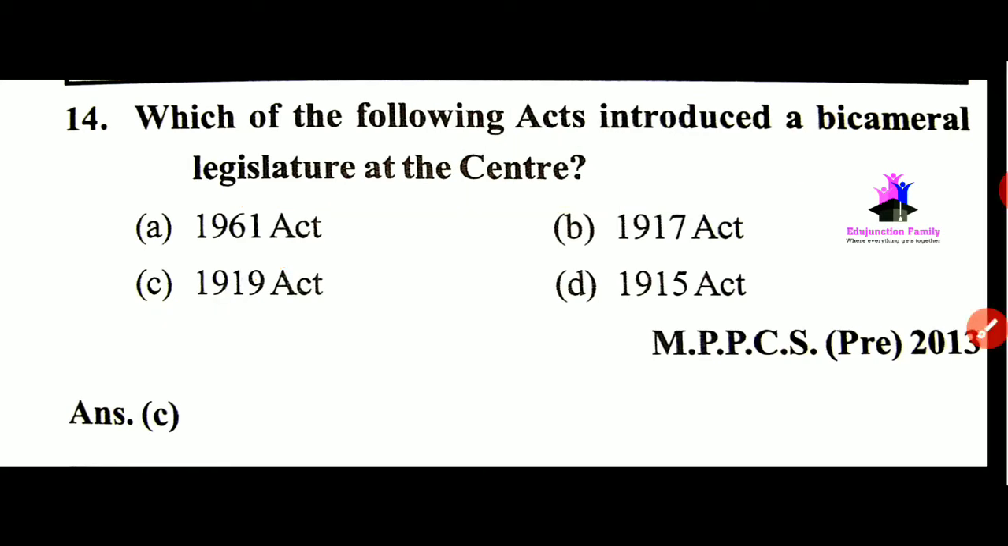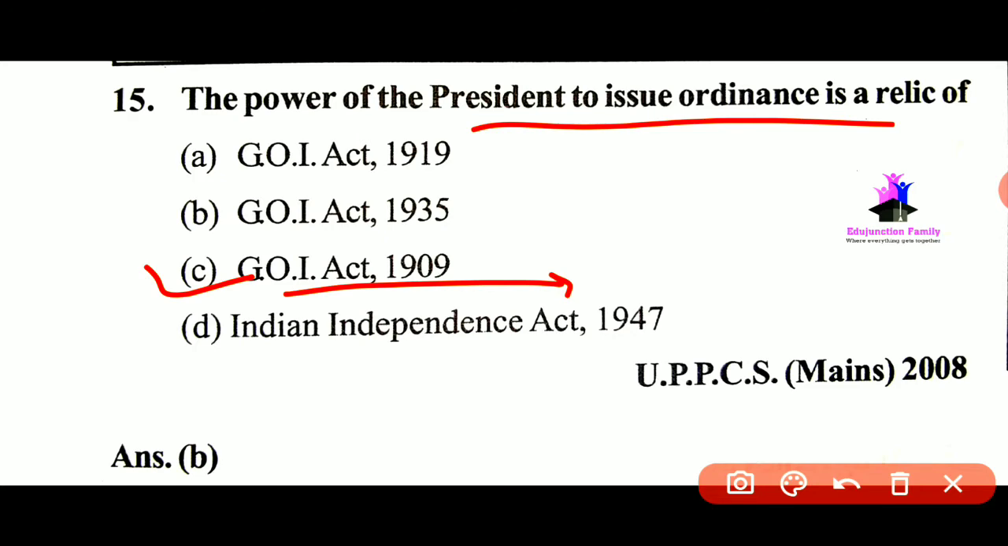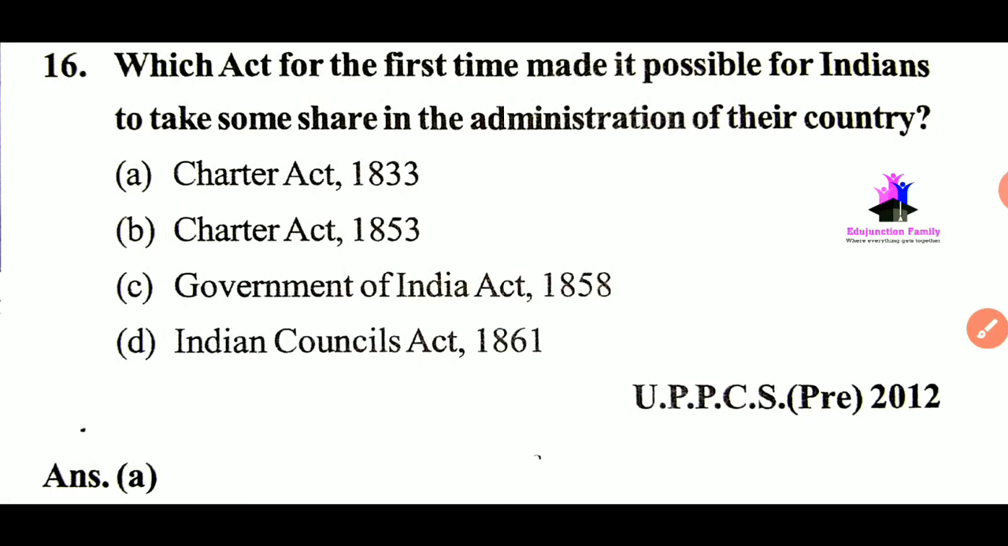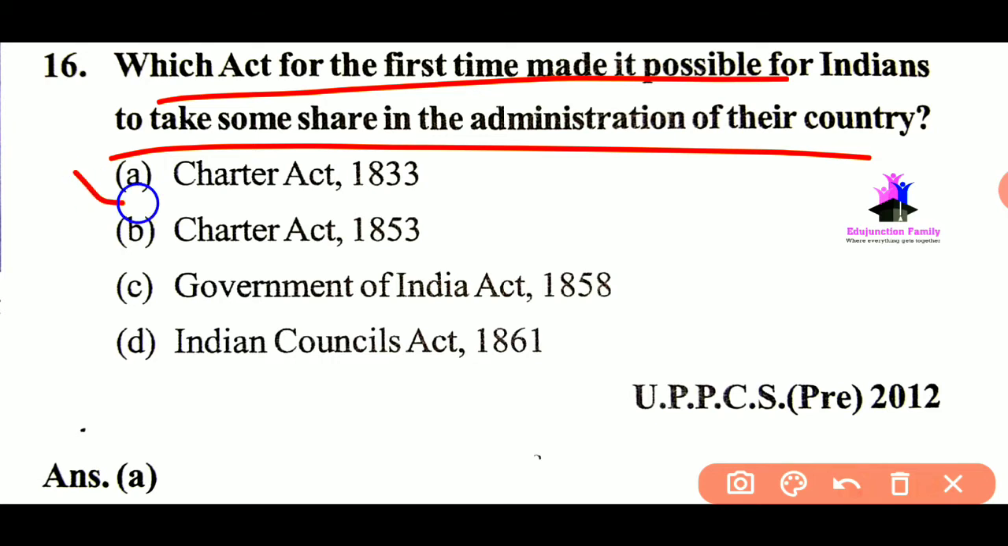Here we have the next question, the 15th question: the power of the president to issue ordinance is a relic of the Government of India Act 1909. Okay, now the next question is, which act first made it possible for Indians to take some share in the administration of their country? The answer is the Charter Act of 1813, which for the first time made it possible for Indians to take some share in the administration of their country.